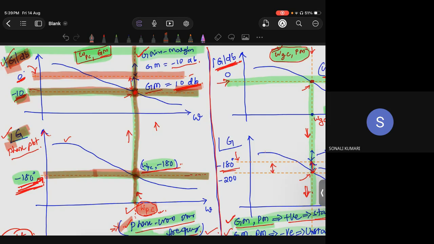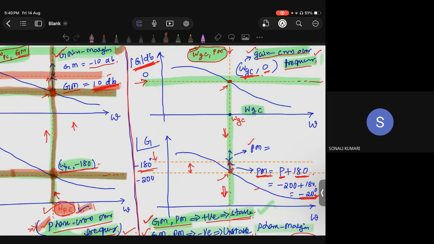Suppose your plot is something like this. Now you can see the new plot is above the 0 dB line, while the old plot is below it by 10 dB. Always the difference is 10 dB, and we call that the gain margin. This is the definition of the phase crossover frequency and the gain margin, using the magnitude plot as well as the phase plot.